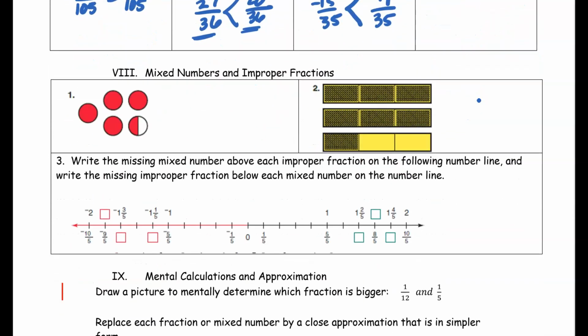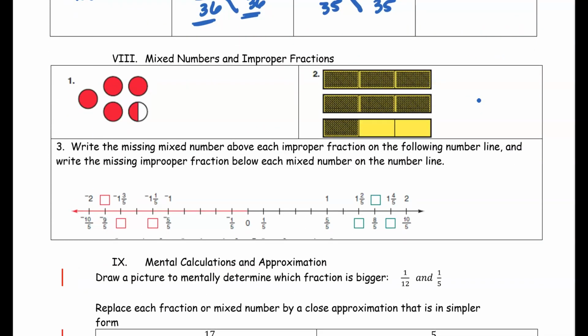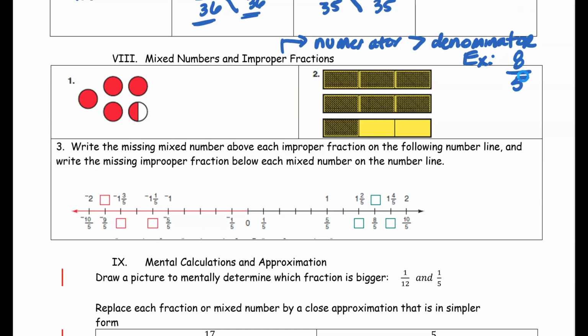So let's talk a little bit about mixed numbers and improper fractions. An improper fraction is a fraction where the numerator is bigger than the denominator. So for example, 8/5 is an improper fraction. You can take improper fractions and make them into what's called a mixed number.